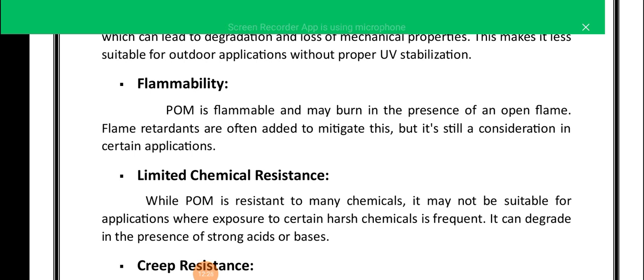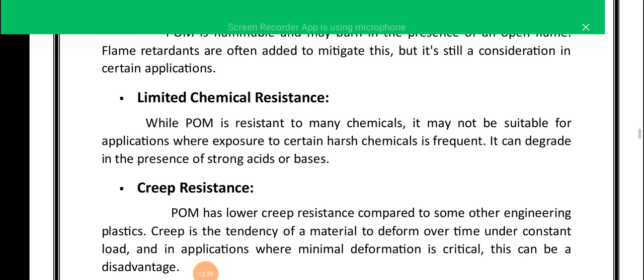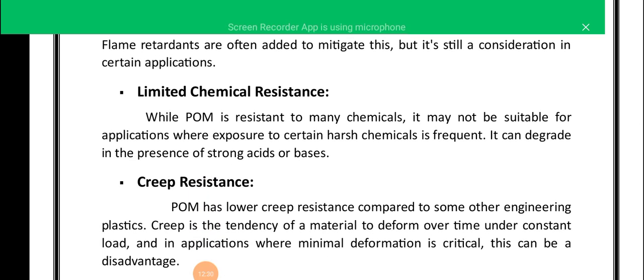Limited chemical resistance. While polyoxymethylene is resistant to many chemicals, it may not be suitable for applications where exposure to certain harsh chemicals is frequent. It can degrade in the presence of strong acids or bases.